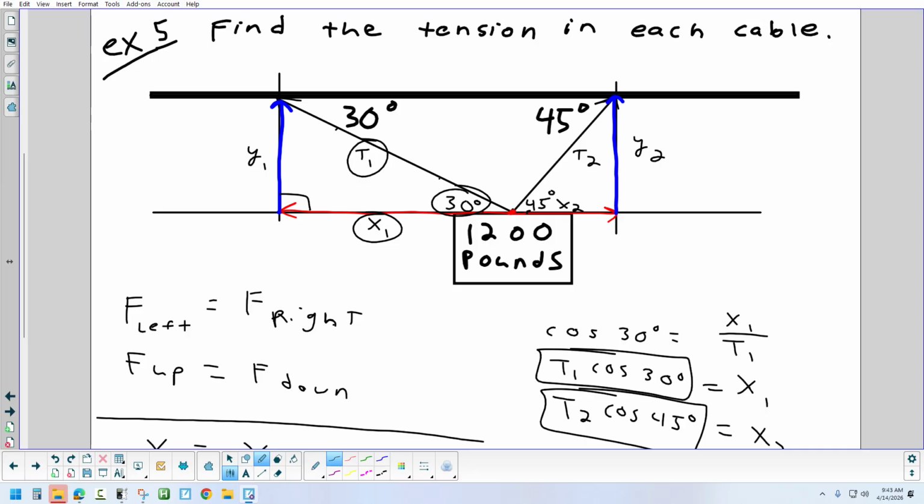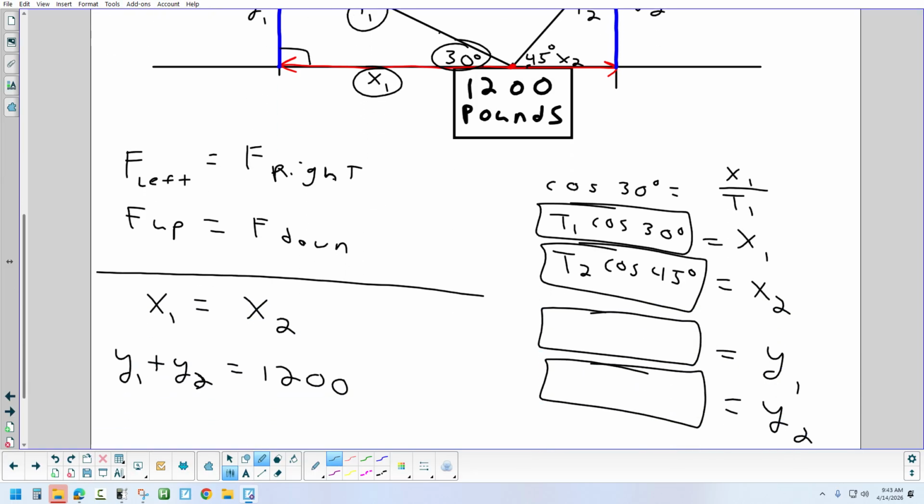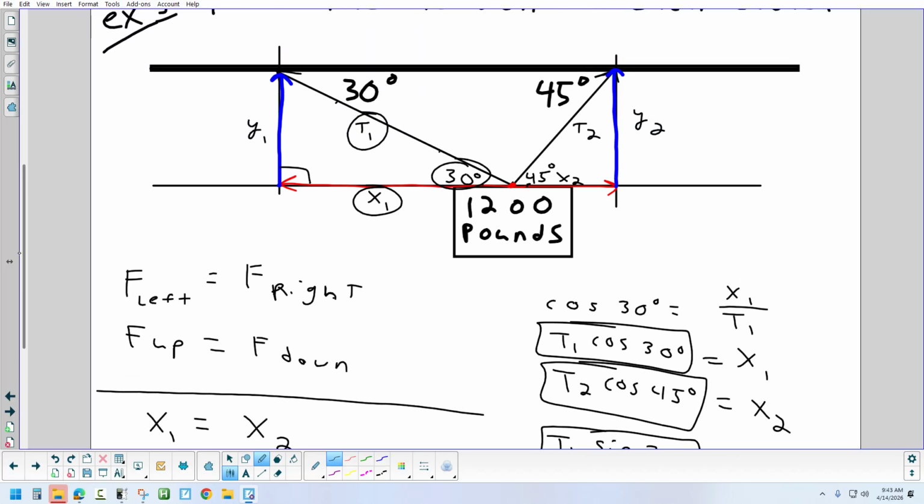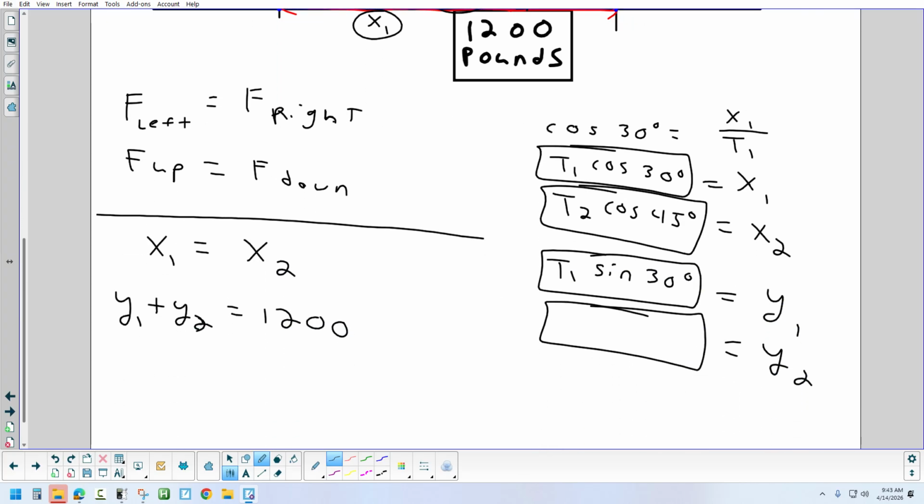Yep, T1 sine 30. And the formula for y2: T2 sine 45. Okay, so we just finished the trig part of this problem. The trig is done. Now it's all substitution and solving systems of equations.